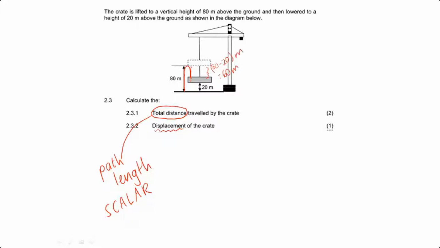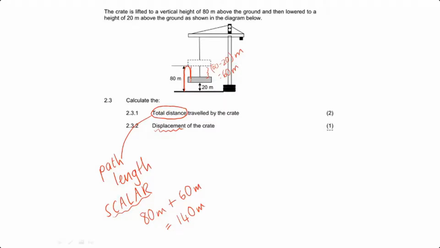So that tells us the path length was upward 80 meters. Okay, we don't need to give direction because it's a scalar. I'm just saying that it moved upward 80 meters, but the direction is irrelevant here. And then it went downward 60 meters to its current position here. So plus 60 meters, and that gives us the answer 140 meters. Now we don't need to give a direction because it's a scalar.